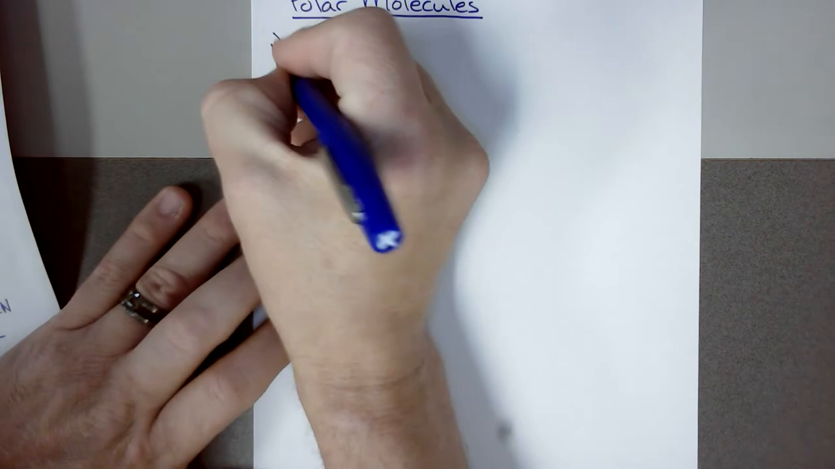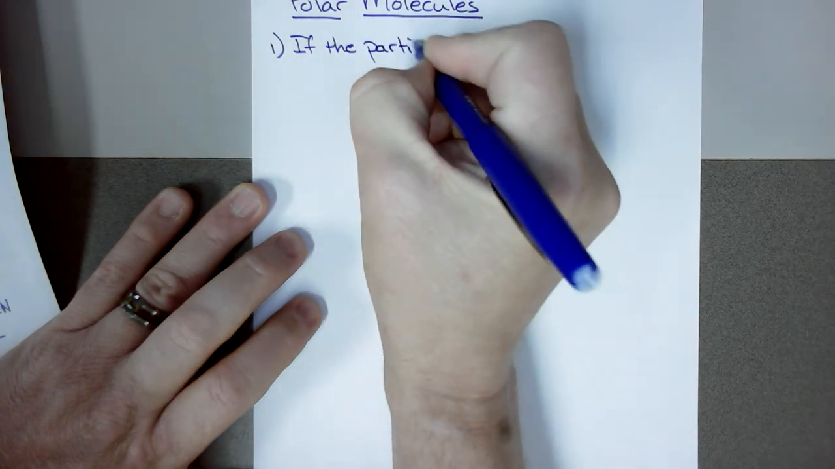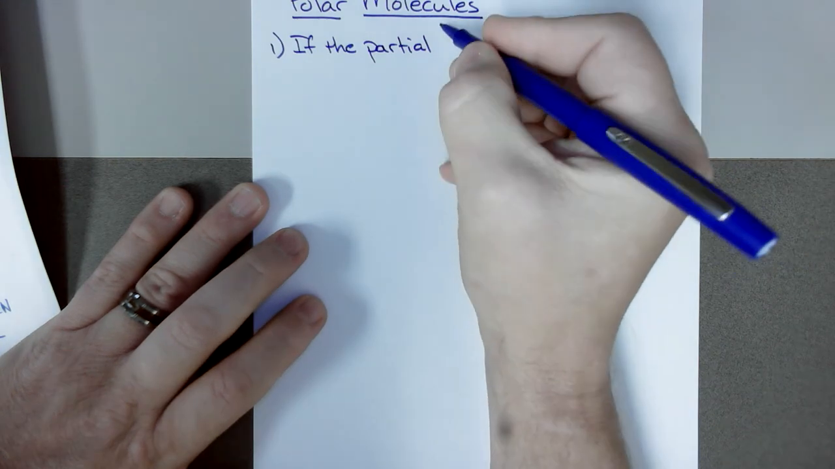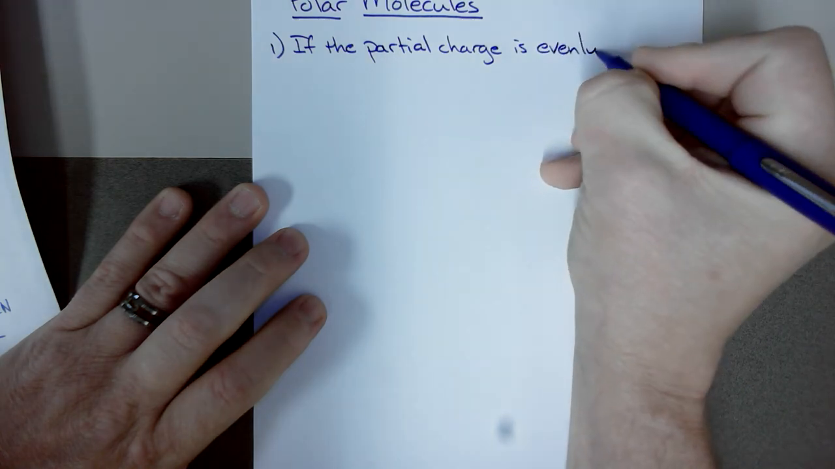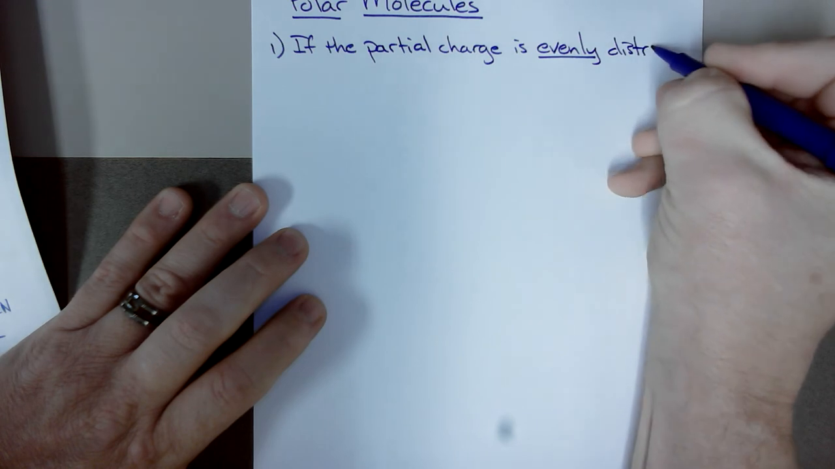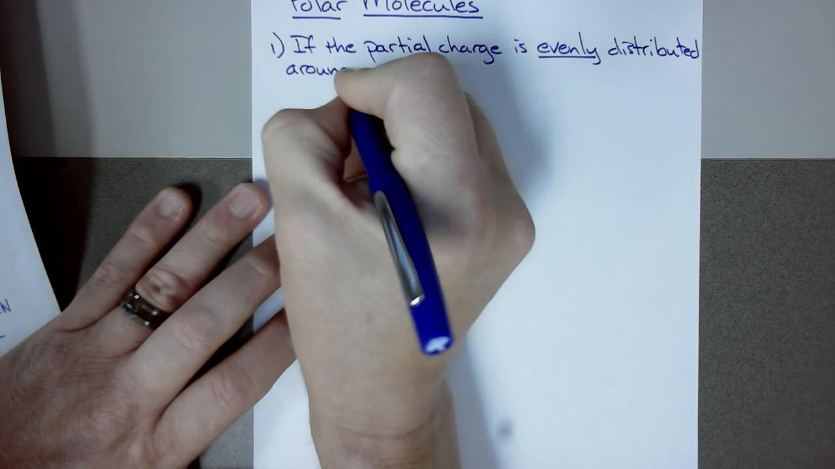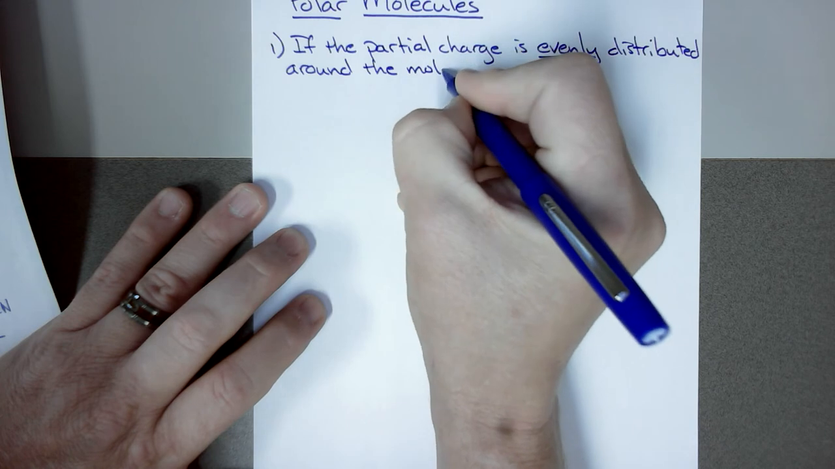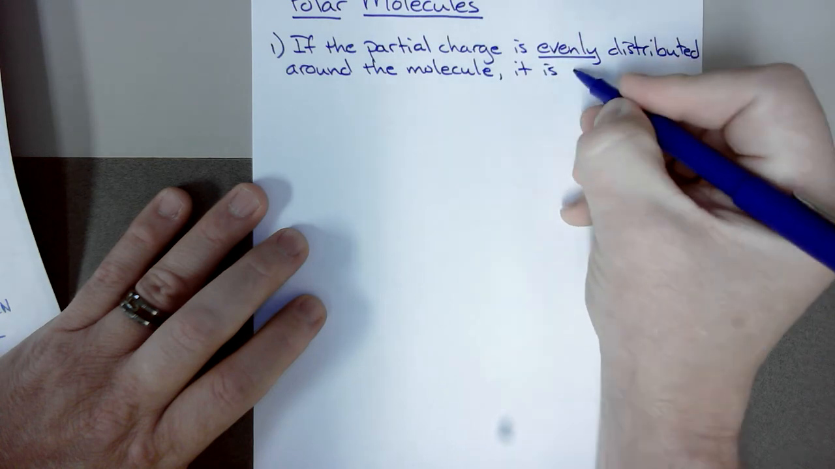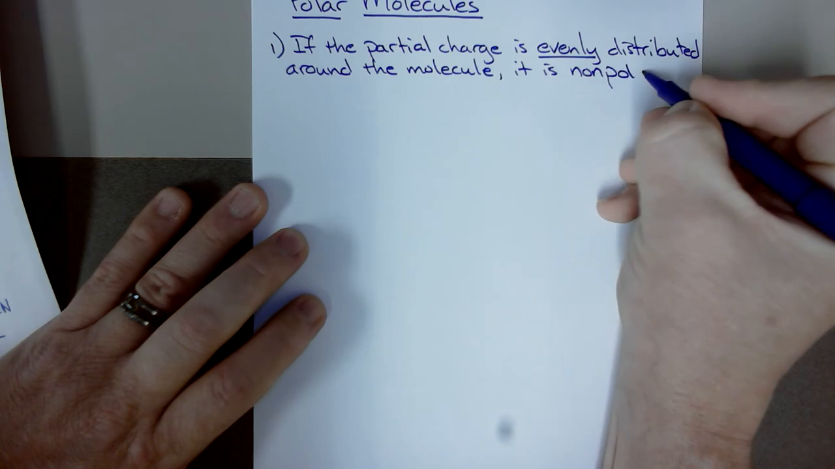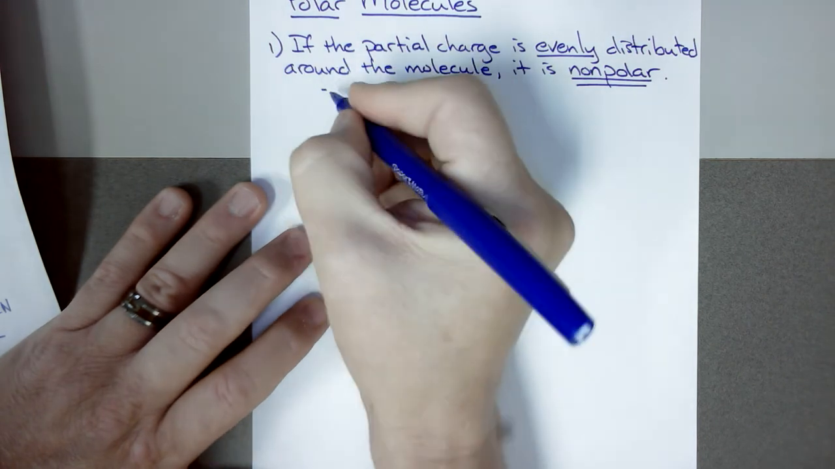First, if the partial charge is evenly distributed around the molecule, it is nonpolar. Usually this occurs in symmetric shapes.